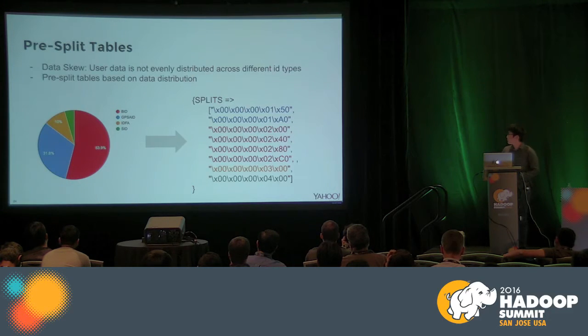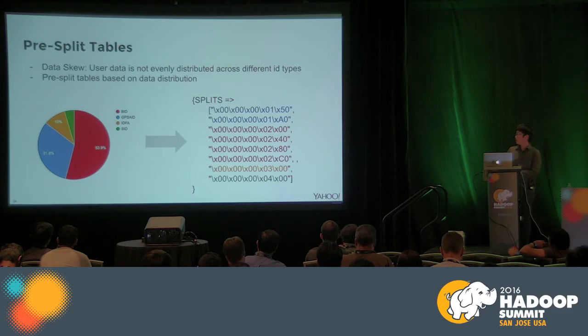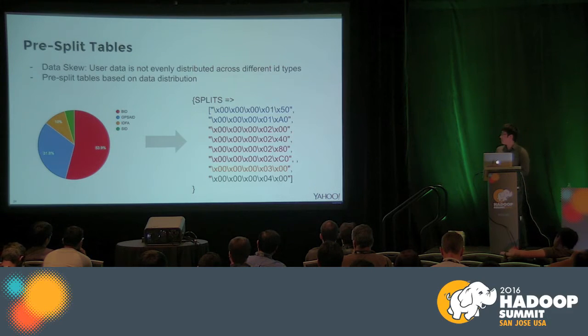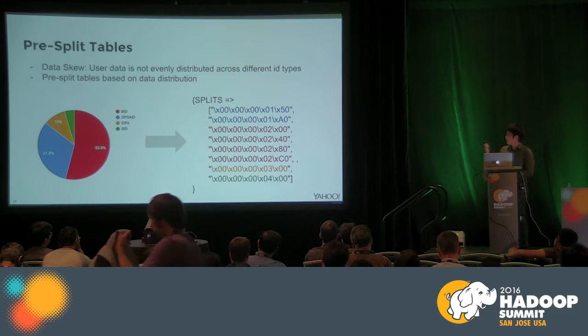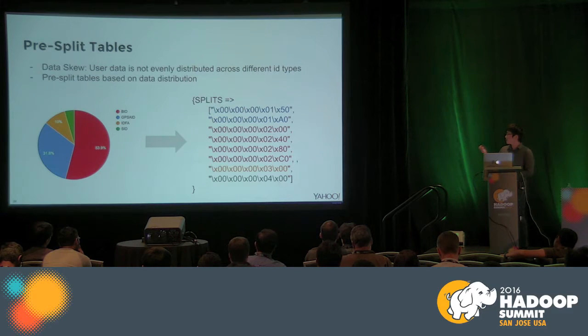So here's an example. In our use case, we can easily get the data distribution of different tables. For example, here's the data distribution of the properties table. As you see, more than 50% of the data is with bcookie ID. According to this data distribution, we can come up with a pre-split strategy to allocate more storage resources to the user ID with the most users.